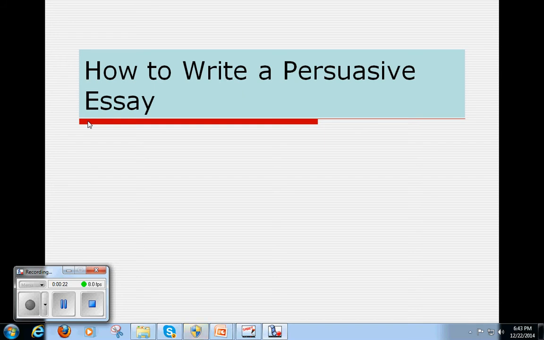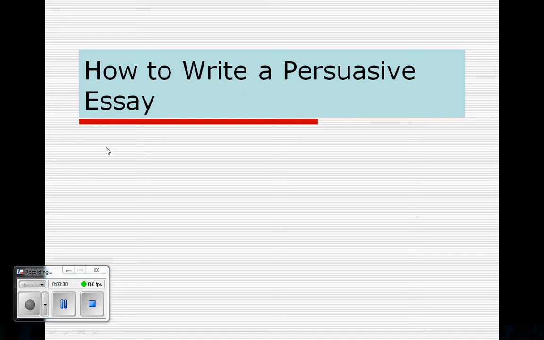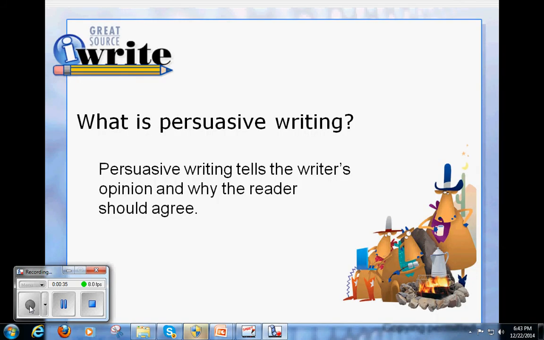What is a persuasive essay? Persuasive writing in general, it tells the writer's opinion, the writer's viewpoint, and why the reader should agree with this viewpoint. This is the purpose or the aim of a persuasive essay. So this is the question: what is persuasive writing? Persuasive writing tells the writer's opinion and why the reader should agree with it.